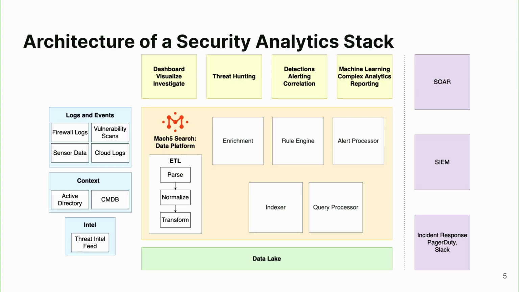Then there are rule engines. That's where you define what is a bad thing, like detection of what a bad event is, and implementing that usually happens in the context of a rule engine. And then when bad things happen, you probably want to be notified. So you have an alert processor which can send emails, log something, or tell somebody, send some Slack messages and so on and so forth.